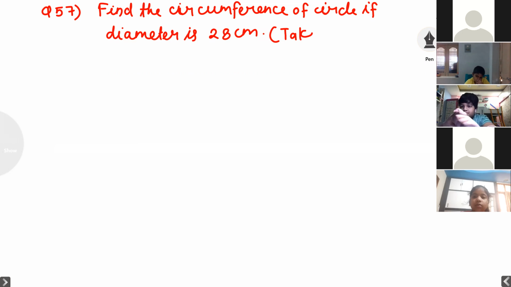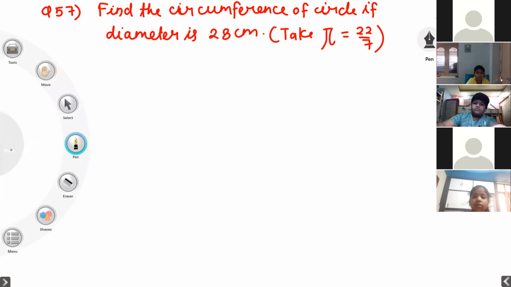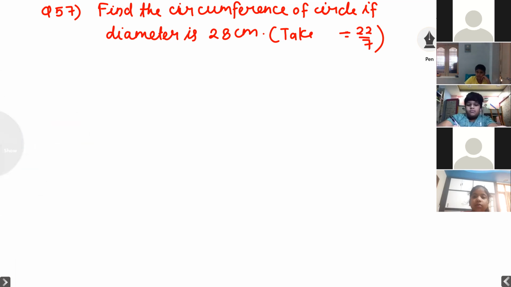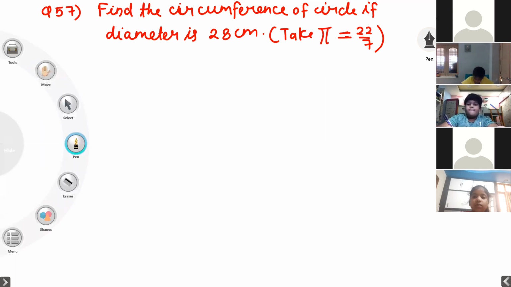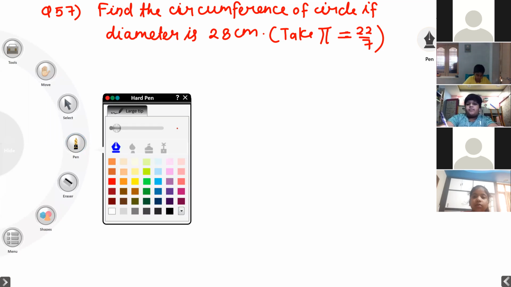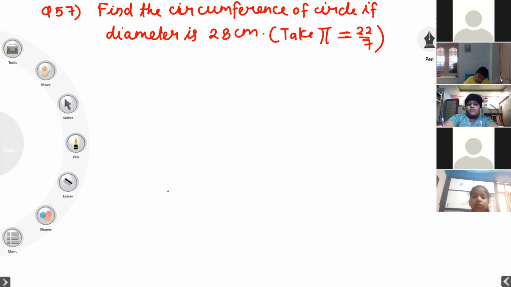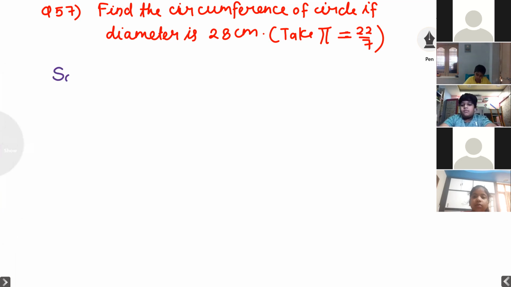Take pi is equal to 22 by 7. Now, everyone stop writing, concentrate here. How to solve this question? Already I have explained in the revision, regular classes. Concentrate here on how to solve this question.